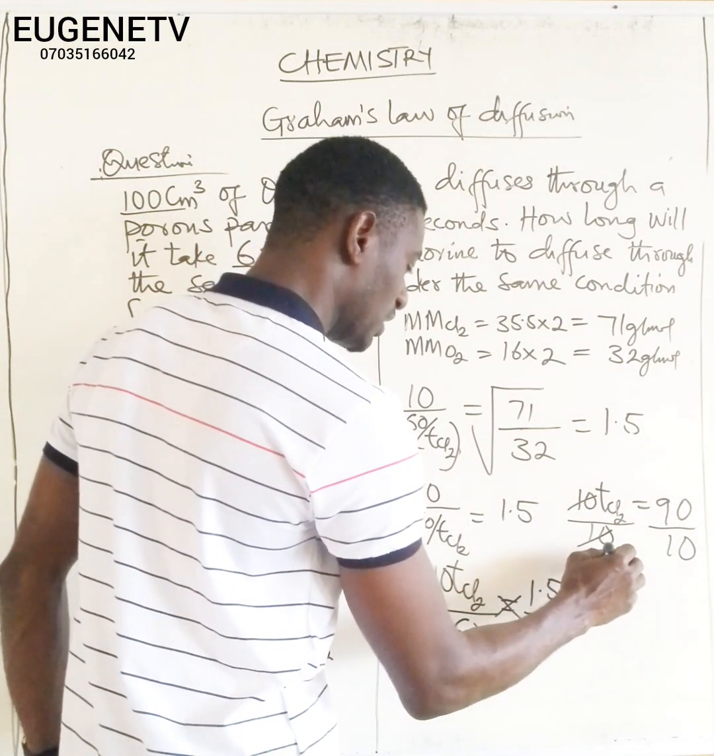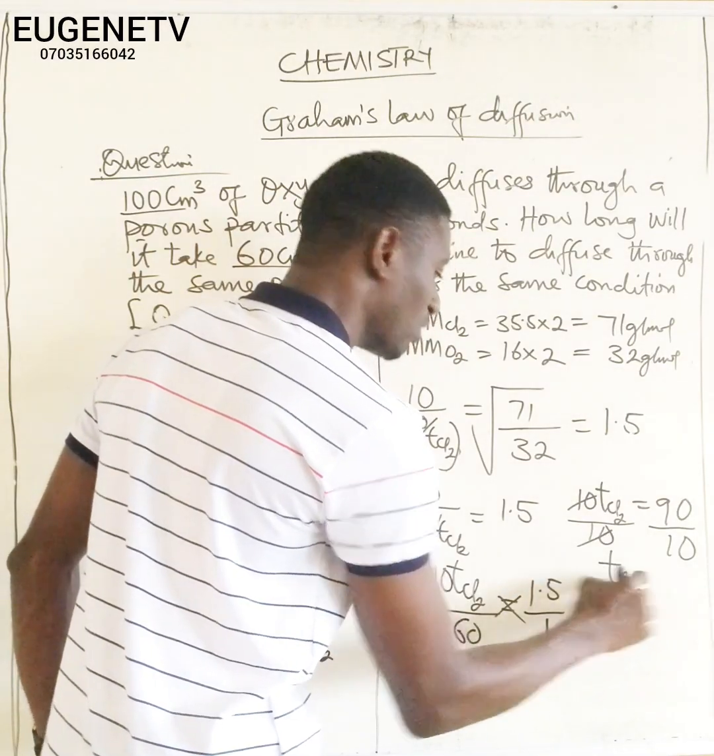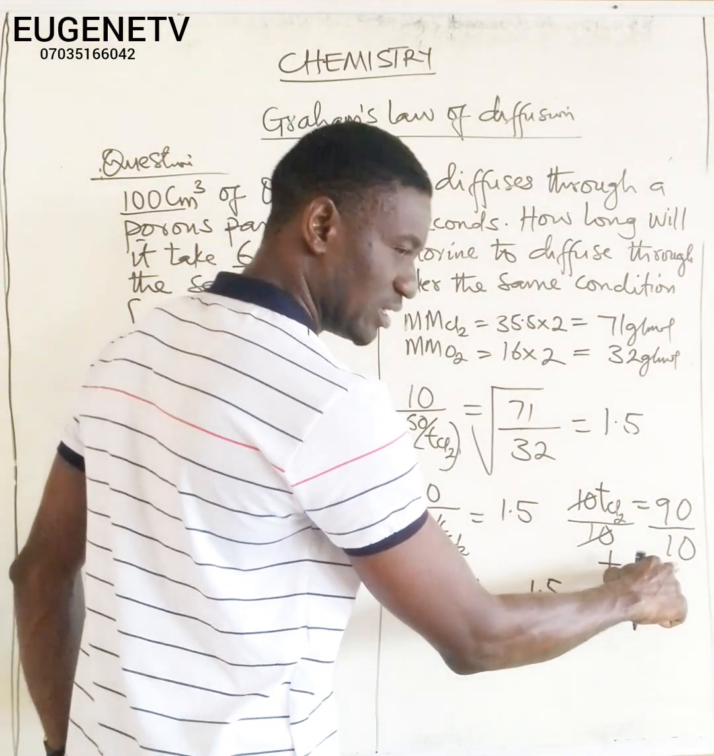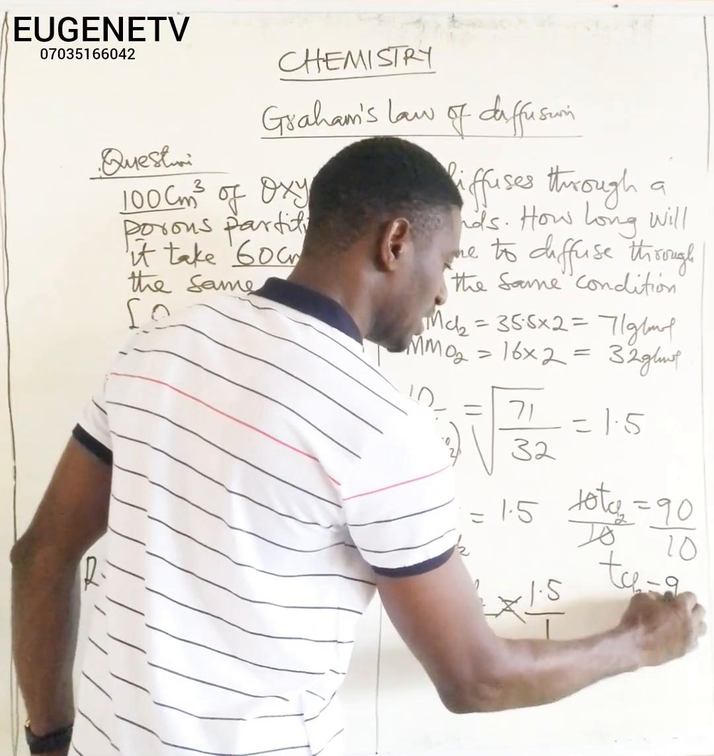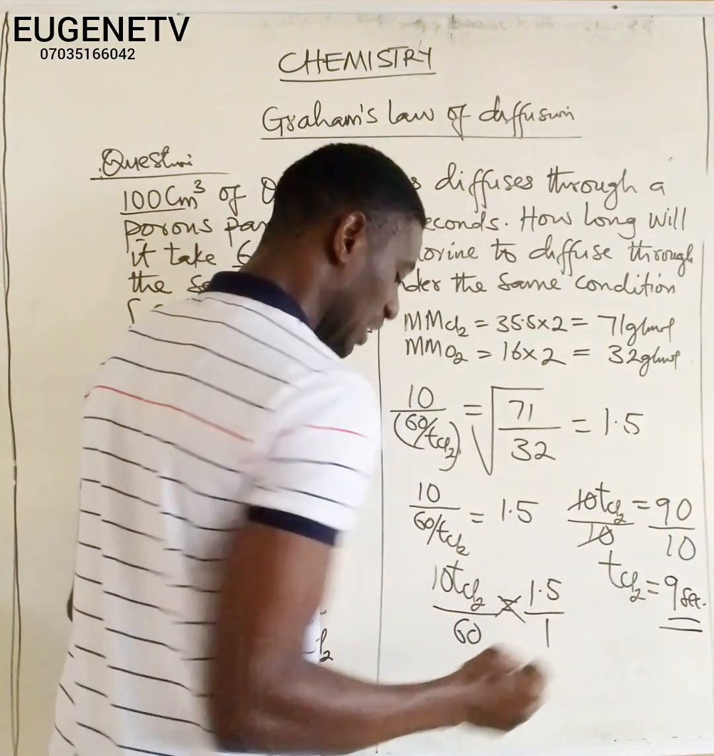So what we are going to have is TCl2, which simply means time of diffusion of chlorine, is going to be 90 divided by 10. And of course, 90 divided by 10 is going to give us 9 seconds.